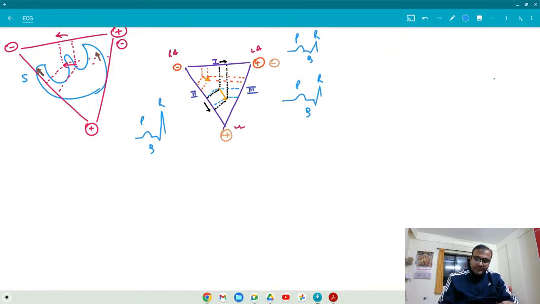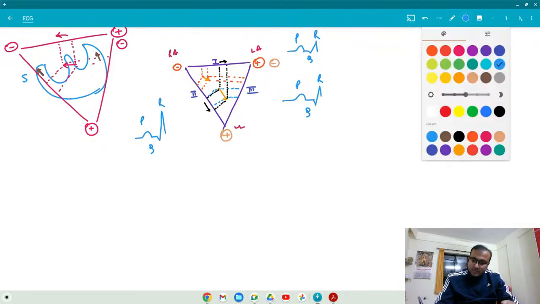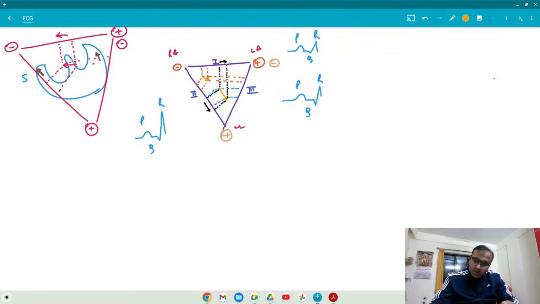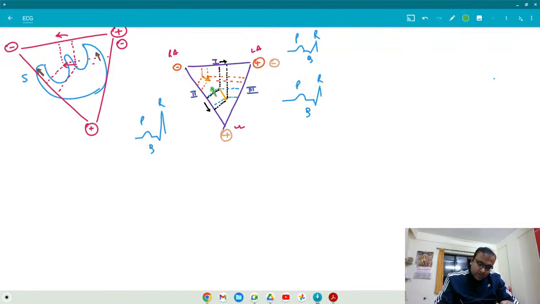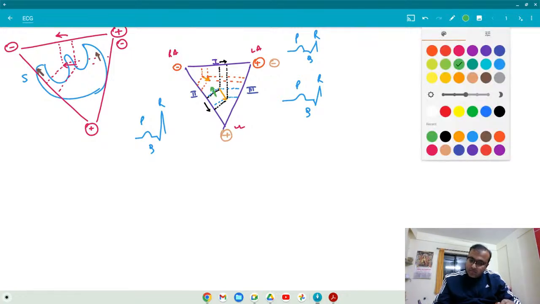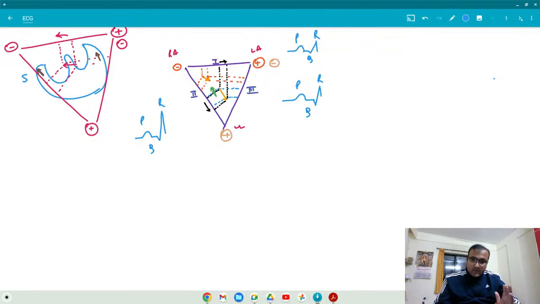Yes. So the direction of the S wave should be, yes, this is the direction of the S wave. So think about it. So it should be towards the anode, in the cathode. Okay, then all three.